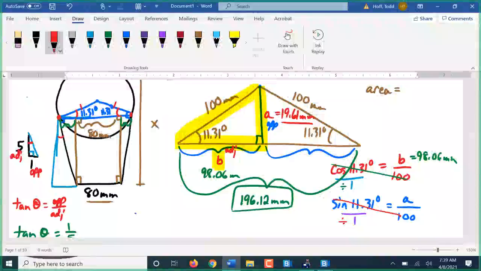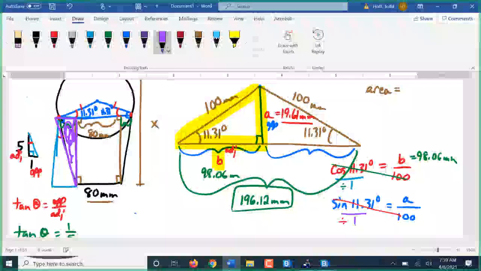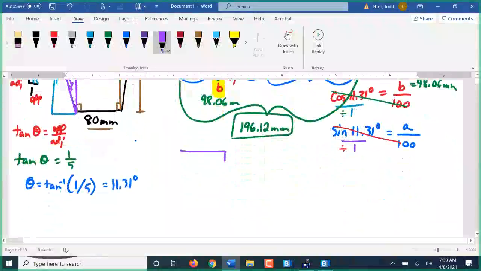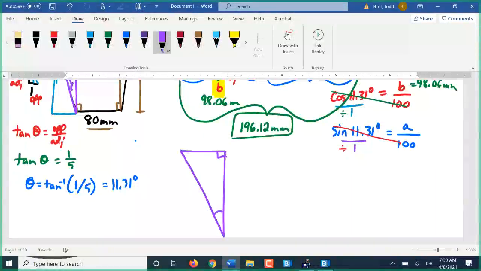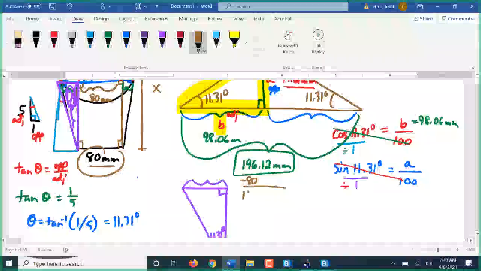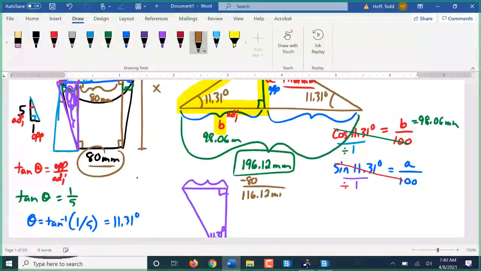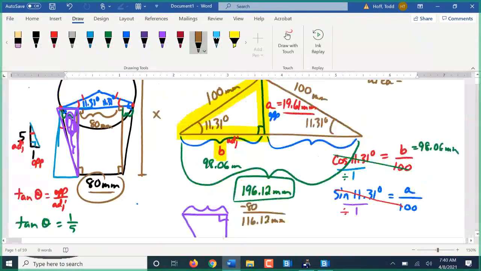So now let's go back to here and look at this triangle over here in purple. What I know about that triangle is that this angle down here is still 11.31 degrees. I also can find this side here by taking my 196, subtracting the 80 from our rectangle, which gives us 116.12. And then we have to divide it by 2 because half goes to each side.